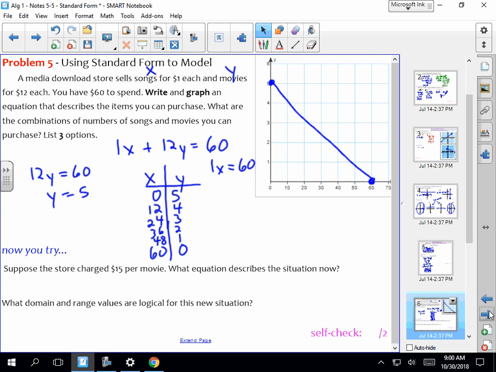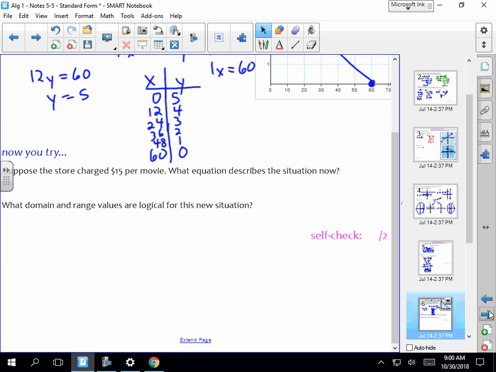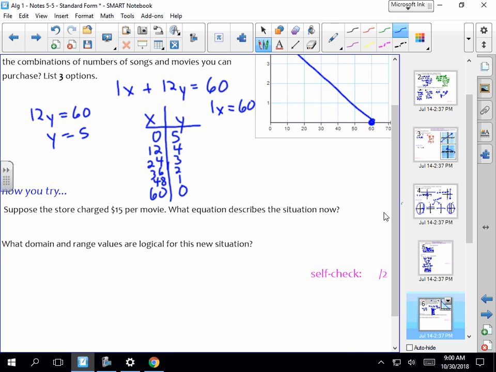It says, suppose the store charged $15 per movie. What would change here? Still have 1x. It'd be 15y equals 60. So a slightly different equation. If I change the price of the movies, then that would change. Songs can stay the same. What domain and range values are logical for this new situation? Now, if I'm assuming that you can only buy whole movies and whole songs, which I am, and that you're going to spend the whole $60, the domain and range is not corresponding to a continuous function like I drew up here.